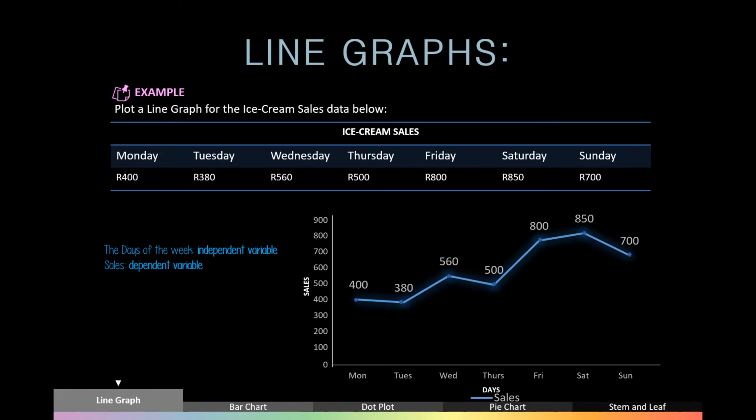And we can clearly see that the most amount of sales is occurring at the end of the week, so during the weekend, and the least amount of ice cream sales are occurring at the beginning of the week.